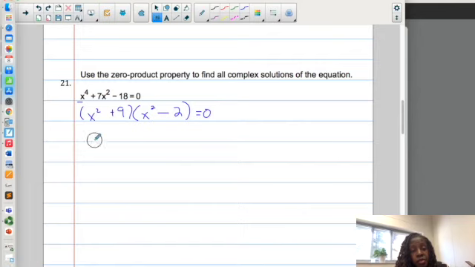So x squared plus 9 equals 0 would be x squared equals negative 9. And x squared minus 2 equals 0 would be x squared is equal to 2. And of course, we use the square root property at this point to find the solutions. And what we would come up with would be x is equal to plus or minus, always plus or minus when you apply a radical, 3i. And x also equals plus or minus the square root of 2.